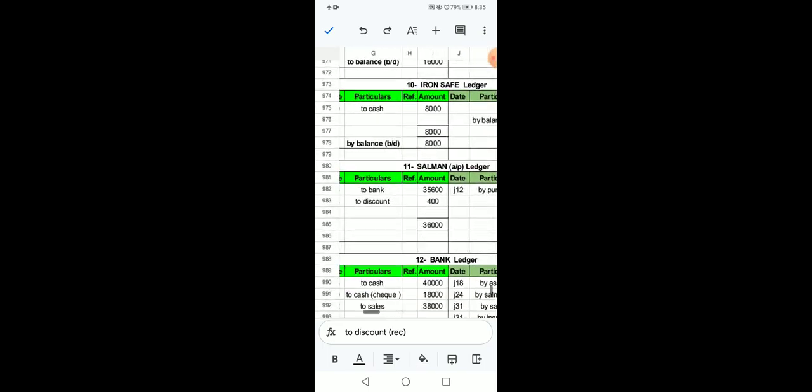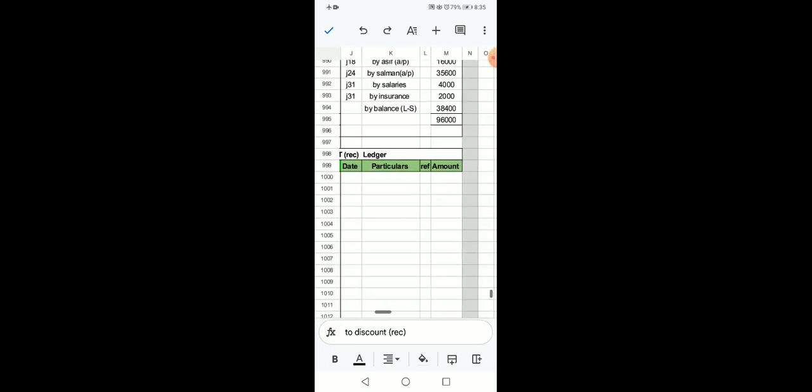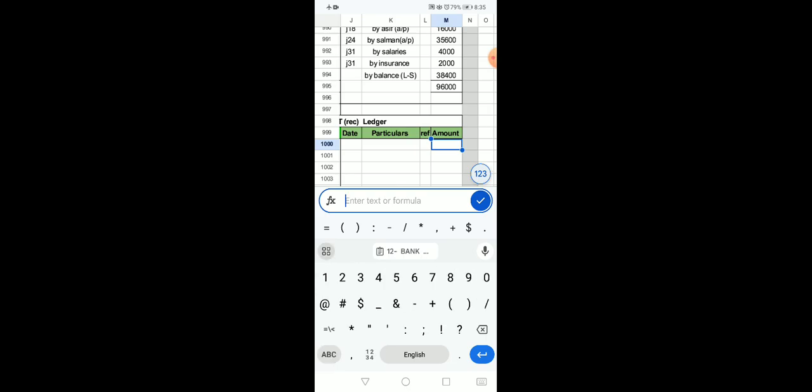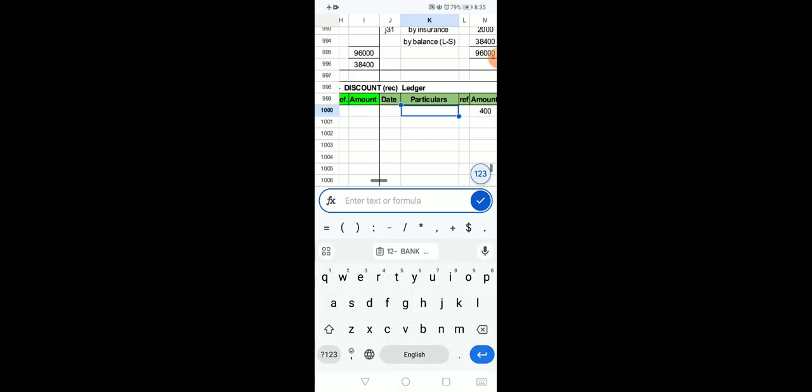So we will go to the ledger of discount. We'll write 400 on the credit side. It's time to see the reference of 400. Here is 400 discount credited. What is the reference? That means what is written on the opposite side, which is Salman. So Salman would be used as the reference. Write it down with the additional word "by": by Salman.